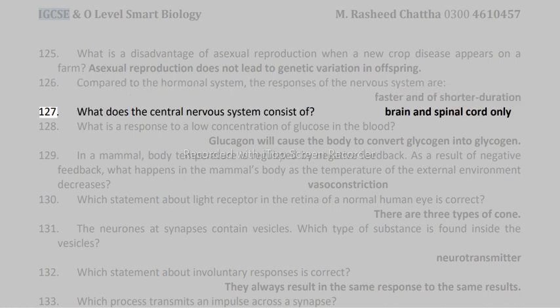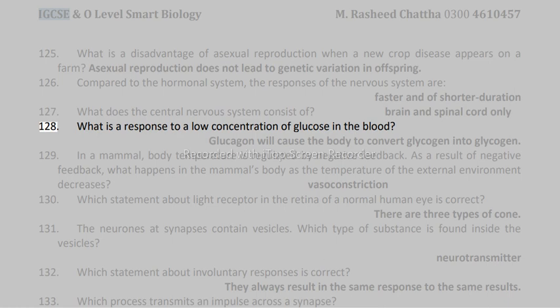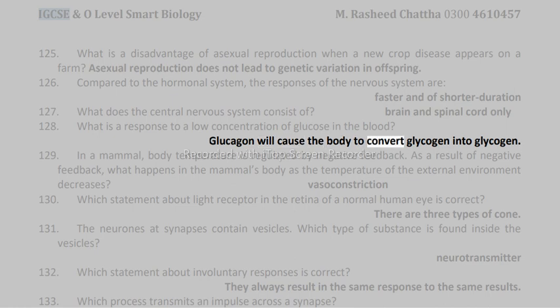127. What does the central nervous system consist of? Brain and spinal cord only. 128. What is a response to a low concentration of glucose in the blood? Glucagon will cause the body to convert glycogen into glucose.